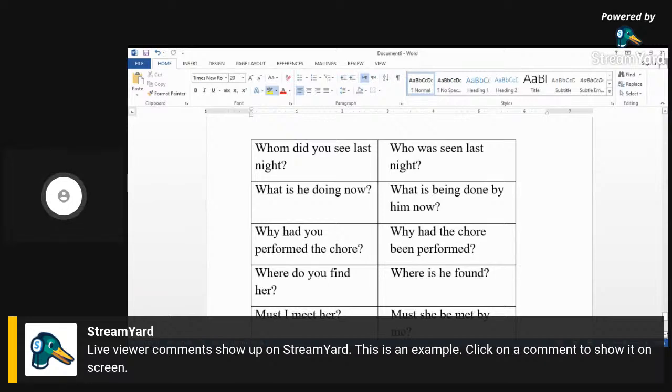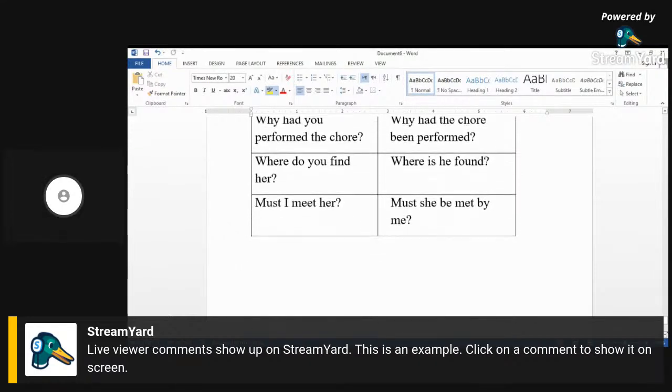Where do you find her? از کجا شما او را پیدا میکنید؟ Where is he found? و از کجا پیدا شد؟ So this is W question. Must I meet her when we have an auxiliary verb? Must I meet her? Must she be met by me? Must she be met? Must she be met by me? باید او را من ملاقات کنم یا باید او توسط من ملاقات میشد. So this is a passive form of all these verbs and tenses.